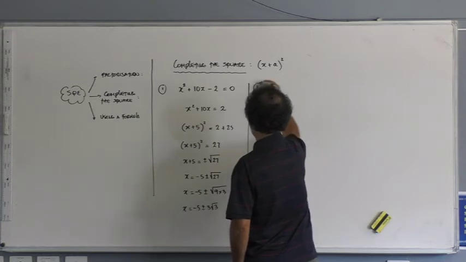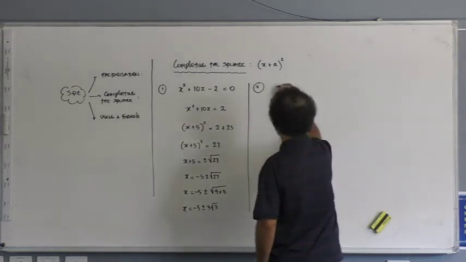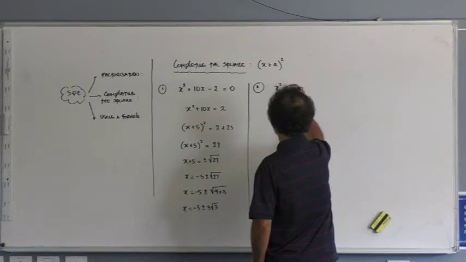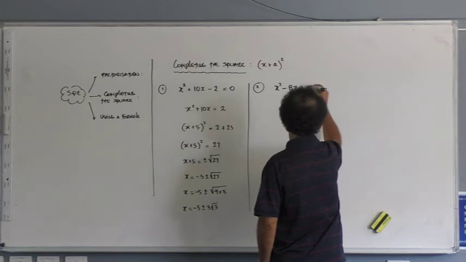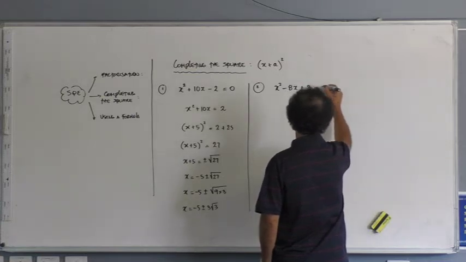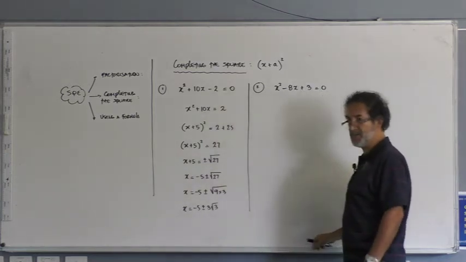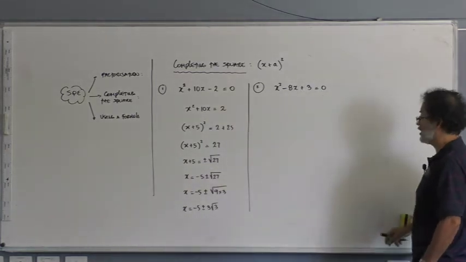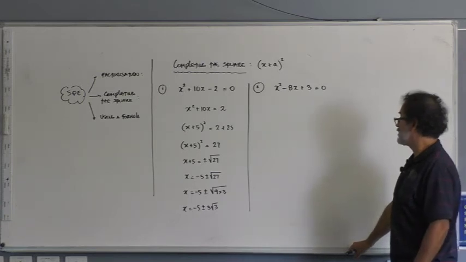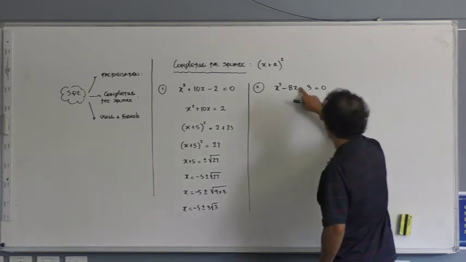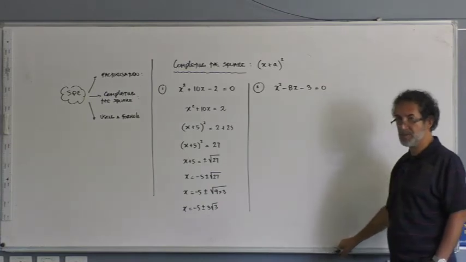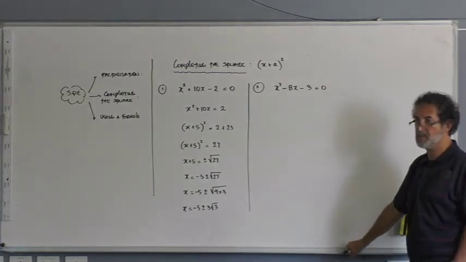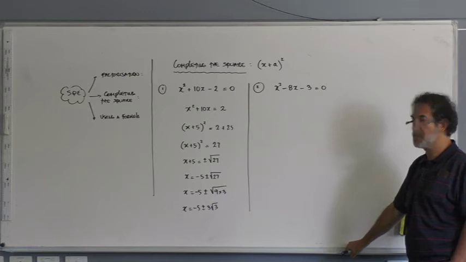All right, let's say that you have now, question 2: x squared minus 8x. Can I change something? I'm going to put minus 3, because if I put plus 3, it may not work.